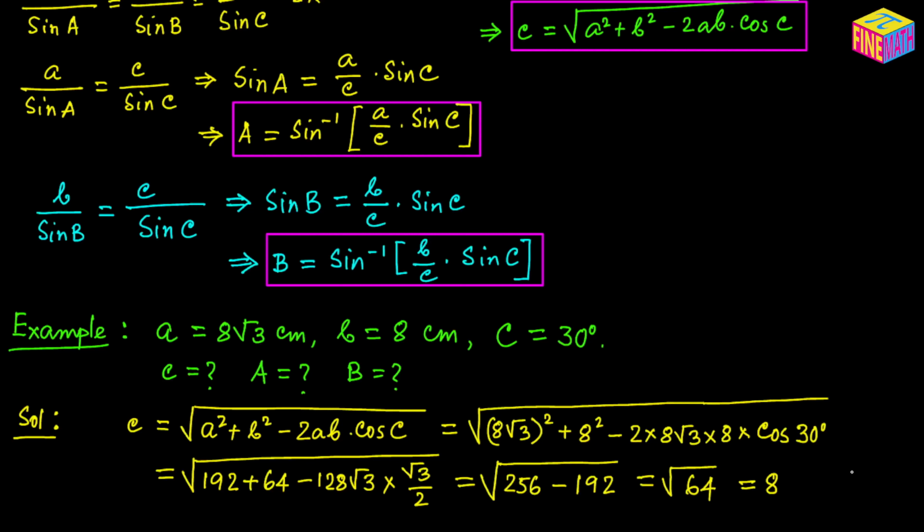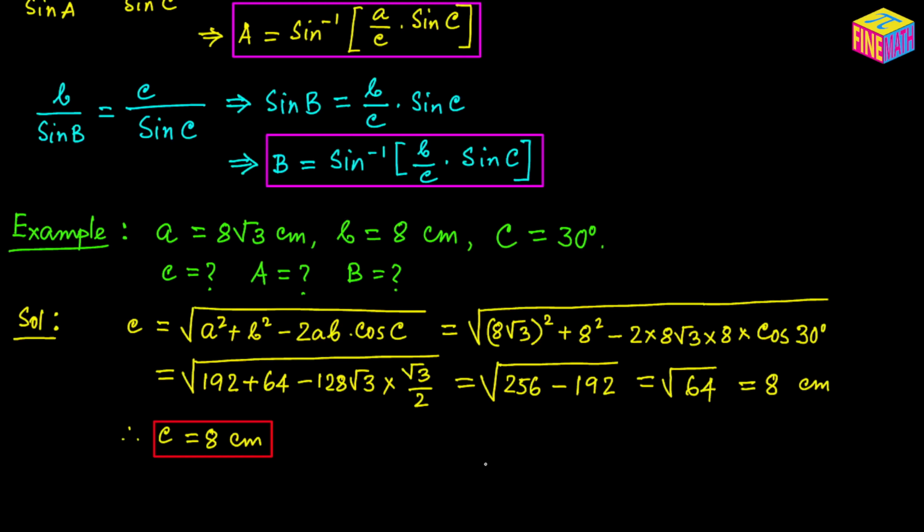So we have found the length of the third side, which is the c side or lowercase c, that is actually 8 centimeters, because we are using the unit as centimeter. So I am going to say that c is equal to 8 centimeters. Next, let's try to find the angle A.